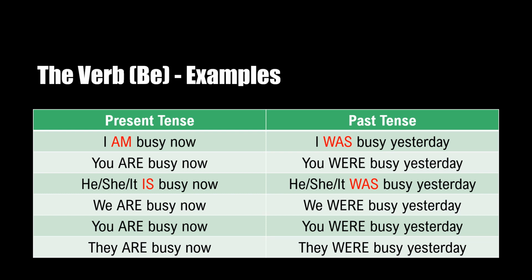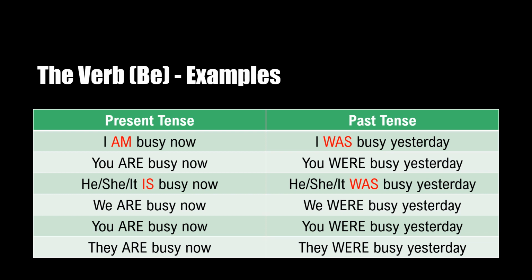I am busy now. I was busy yesterday. You are busy now. You were busy yesterday. He is busy now. He was busy yesterday. We are busy now. We were busy yesterday. You are busy now. You were busy yesterday. They are busy now. They were busy yesterday.